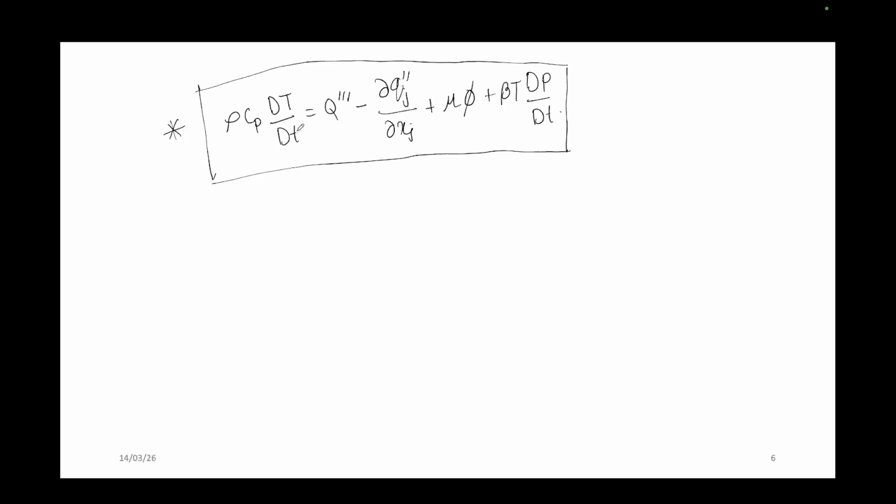Just a minute. So now the important thing. This is the final form of the equation we have got from the temperature profile.